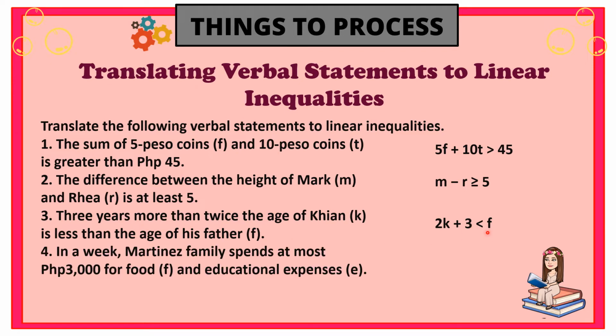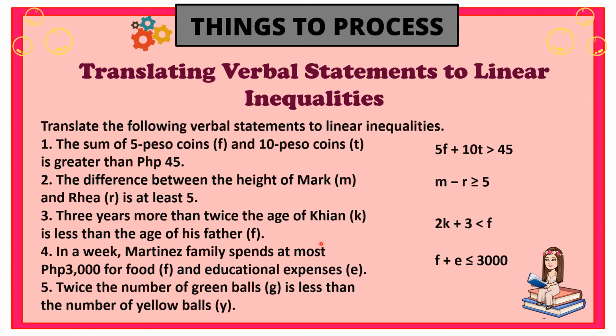Okay, next. In a week, Martinez family spends at most 3,000 pesos for food and educational expense. Martinez family spends at most. So, ibig sabihin, yun na yung pinakamataas or mas mababa pa. So, when we make the equation, the food plus the expenses should be less than or equal to 3,000.